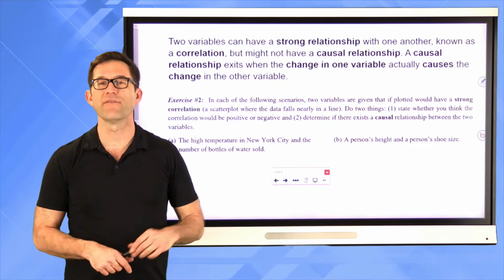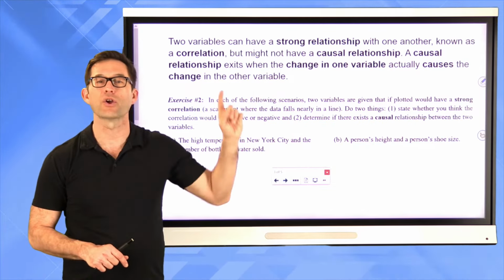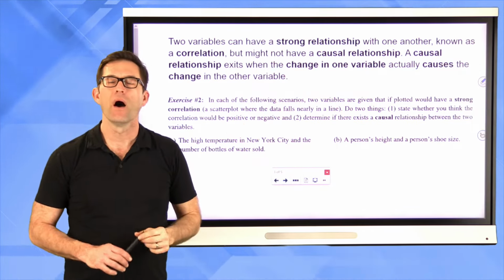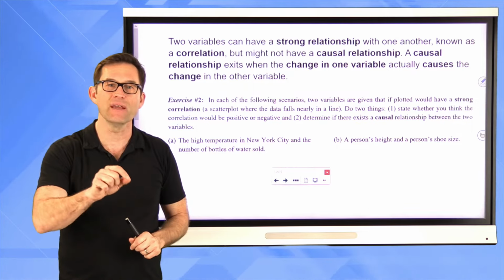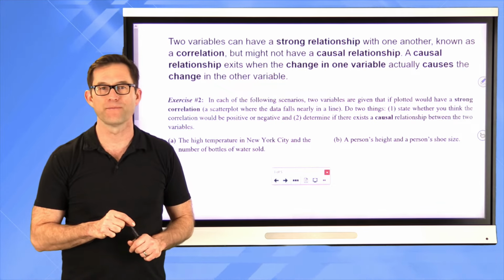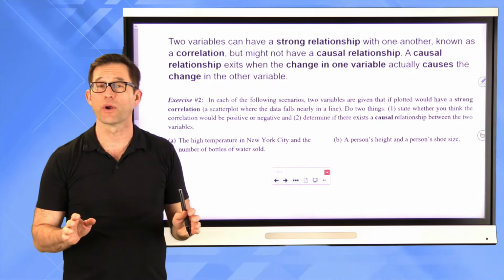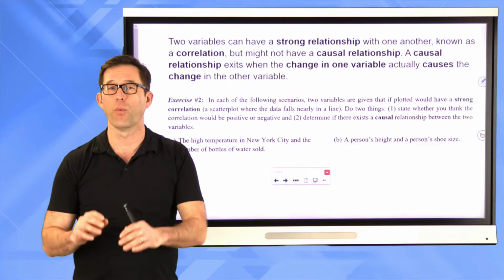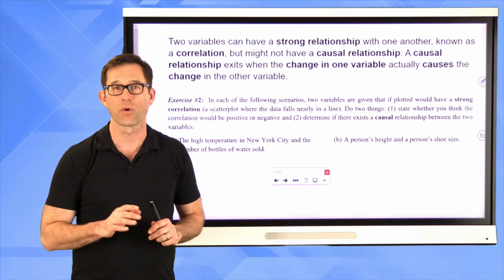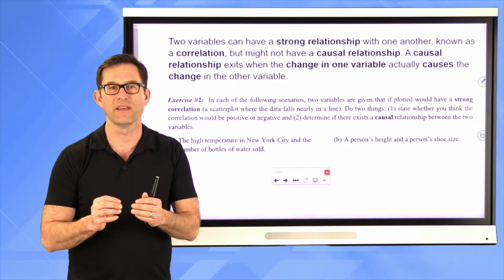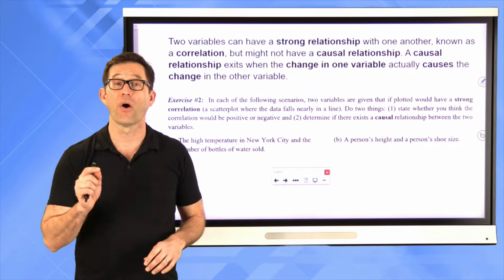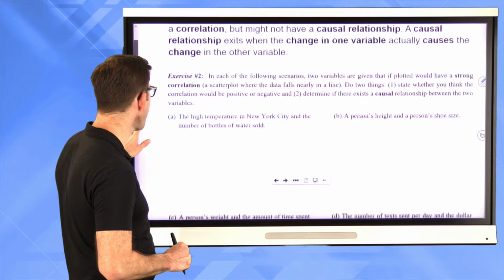Two variables can have a strong relationship with one another known as a correlation, but might not have a causal relationship. A causal relationship exists when the change in one variable literally causes the change in the other variable. All right? And again, you can have situations where two variables move in lockstep. One of them gets larger, the other one gets larger, or one of them gets smaller and the other one gets larger if it's a negative correlation, but they are not causing each other to change. All right? That's a correlation, but not a causation. Okay, so let's take a look at that in exercise 2.